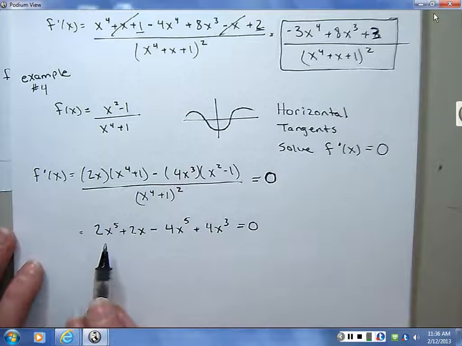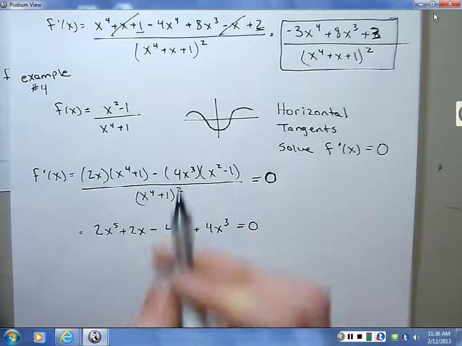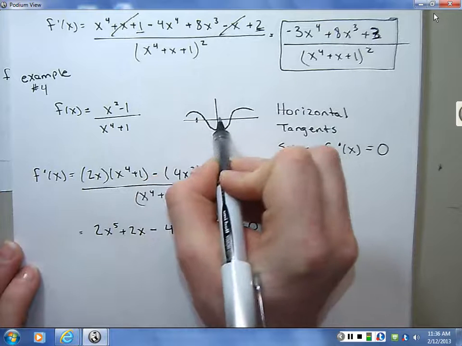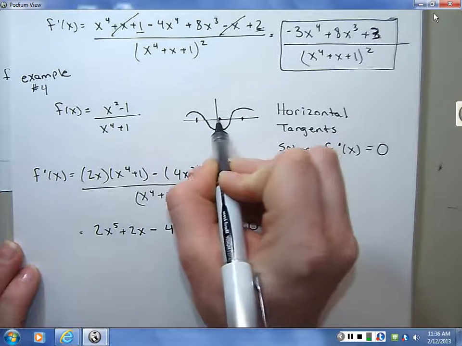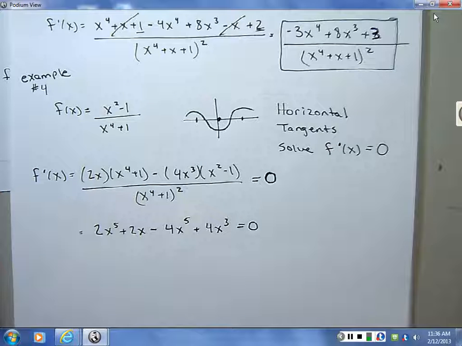The instructions for something like this would be, find the horizontal tangents. Find the values of x that give the function a horizontal tangent. So you can see that there's a horizontal tangent here, there's a horizontal tangent here, and there's a horizontal tangent here. Right. And I want to find the values of x that when I plug them in, the slope is 0.